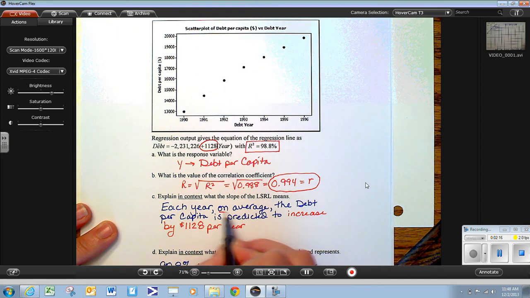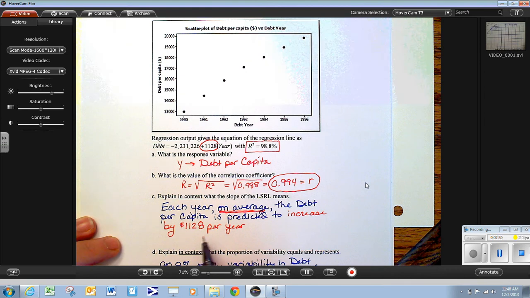Include that on average statement, though, anytime you are talking about a regression model, either in the beginning of the statement or at the end, to verify that you are not making an exact prediction of that's exactly how much money the debt per capita would increase.